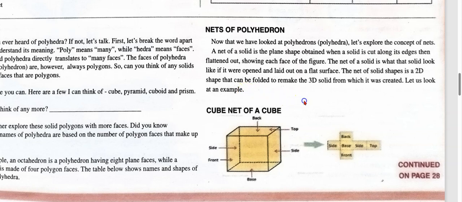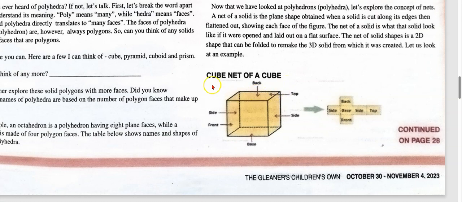Let's look at an example. So here we have the cube, and we have the net of the cube. So this is what the cube looks like. But when it's flattened, it looks like this. So we have the side over here, we have the back, we have the front, we have the base, the side, and the top.